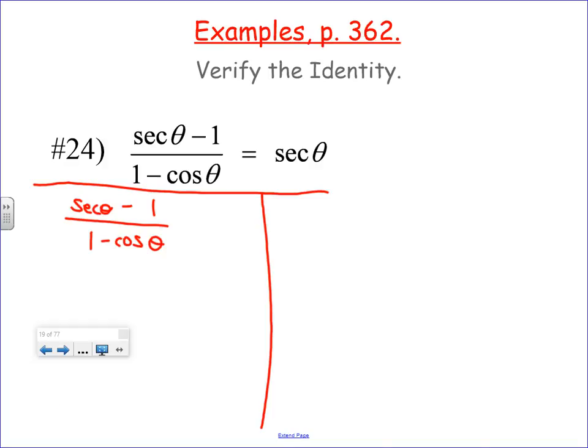Now, question, why could we not use the Pythagorean properties real fast? Some of you see the 1 minus, it's not squared. It's illegal. We can't use that. Okay? So what if we do change cosine to 1 over secant?